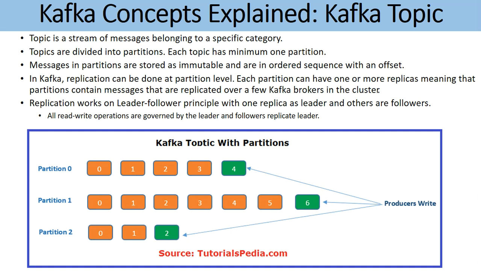Messages in a partition are stored as immutable, which means that we cannot edit or change the message content, and they are in an ordered sequence with an offset. So there is always an order maintained for the messages which are published to any topic in any partition within that topic. In Kafka, replication can be done at partition level. Each partition can have one or more replicas, meaning that the partition's messages are replicated over a few Kafka brokers in the cluster.